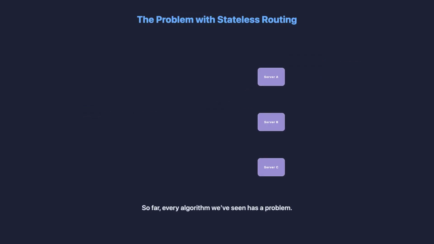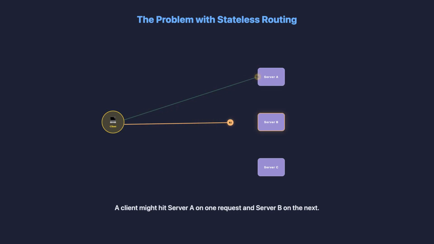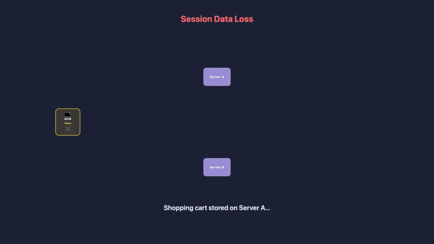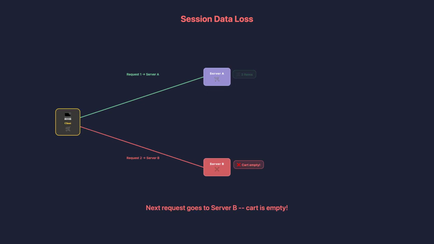So far, every algorithm we've seen has a problem. A client might hit server A on one request and server B on the next. For stateless services, that's fine. But what if the server stores session data? Picture this. You add items to a shopping cart, and that cart is stored on server A. Your next request gets routed to server B. Suddenly, your cart is empty. That's a terrible user experience.